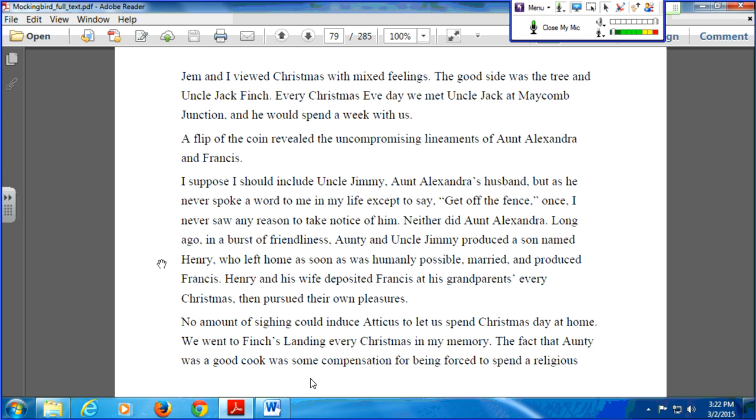Jem viewed Christmas with mixed feelings. The good side was the tree and Uncle Jack Finch. Every Christmas Eve day, we met Uncle Jack at Maycomb Junction, and he would spend a week with us. The flip of the coin revealed the uncompromising lineaments of Aunt Alexandria and Francis.